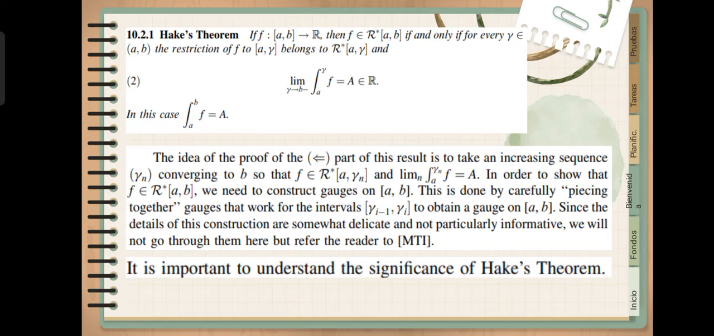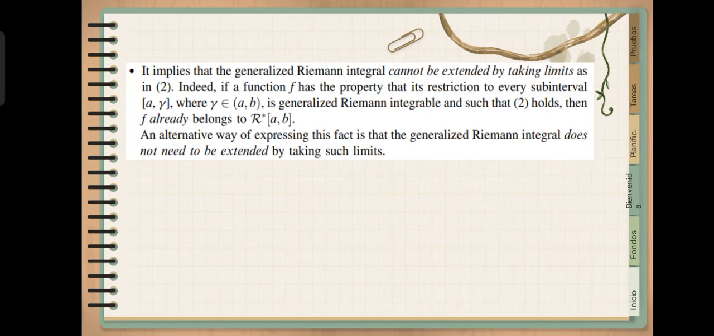It is important to understand the significance of Hake's theorem. It implies that the generalized Riemann integral cannot be extended by taking limits as in equation 2. Indeed, if a function f has the property that its restriction to every subinterval [a,gamma], where gamma is an element of [a,b), is generalized Riemann integrable and such that equation 2 holds, then f already belongs to R*[a,b].